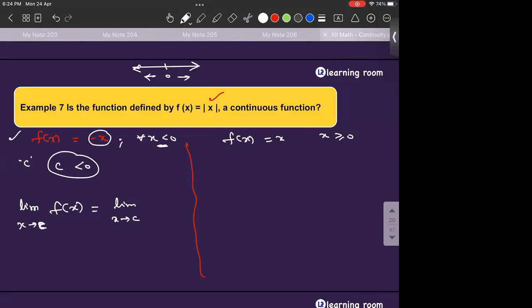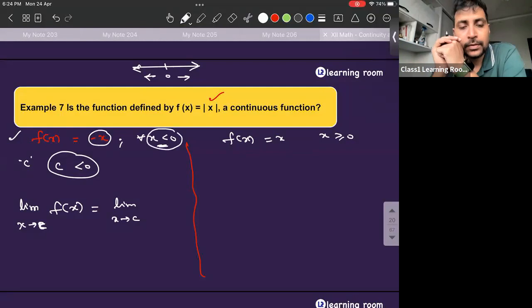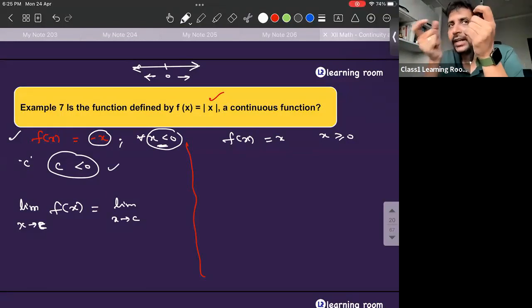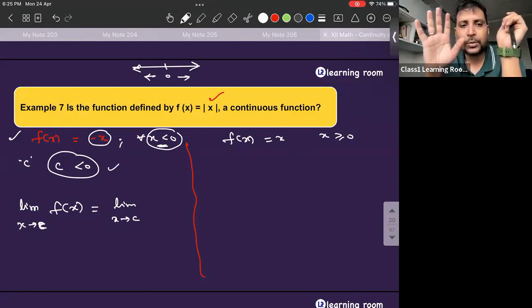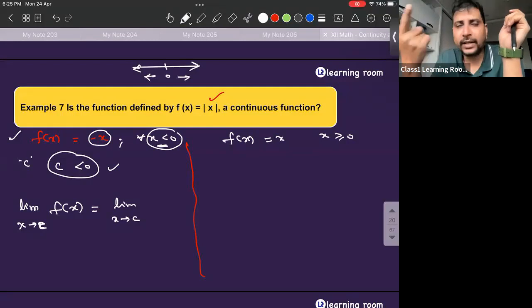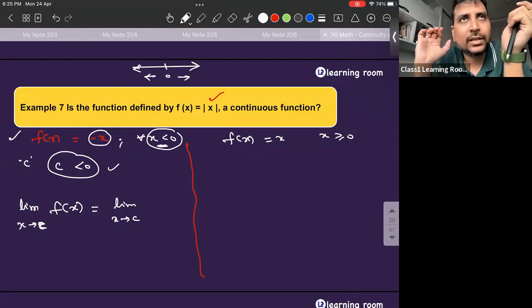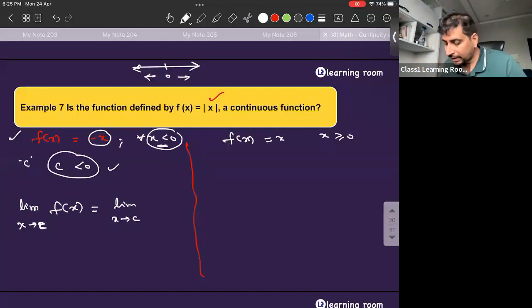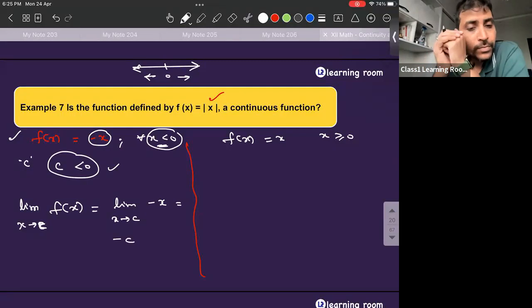Why minus x, sir? Because x is less than 0. When x is less than 0, C is also less than 0. Whenever you take the real number to be negative, you will consider minus x for the modulus function. So limit x tends to C of minus x is going to be minus C, because if you substitute the C here, you will get minus C.